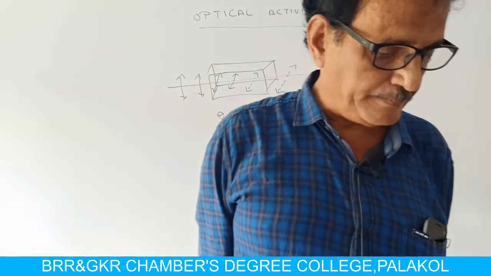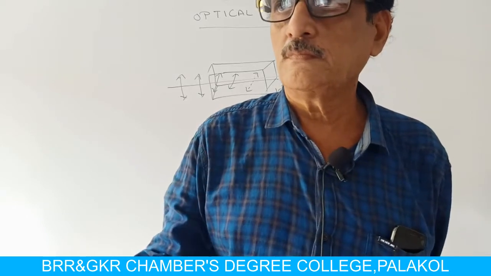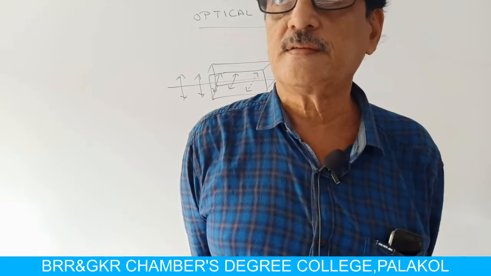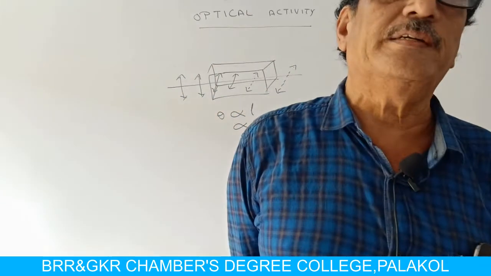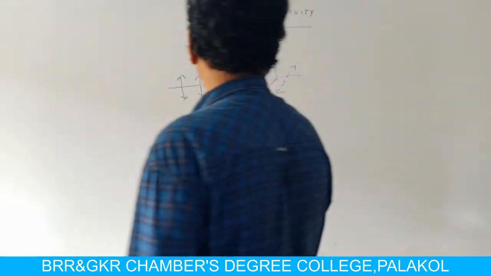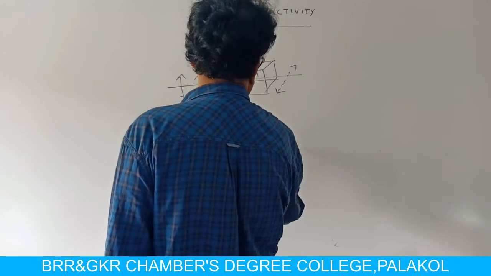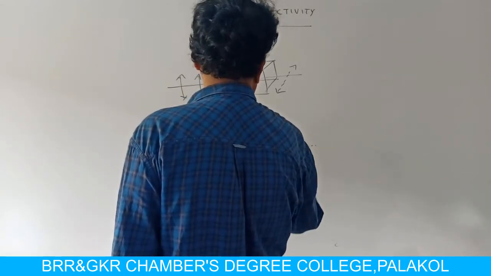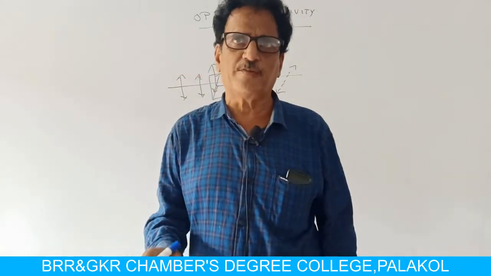So, if there are a number of optically active substances in the path of the ray, then the total rotation is given by theta equals theta 1 plus theta 2 plus theta 3. Here, theta 1, theta 2, theta 3 are the respective angles of rotation in different optically active substances.